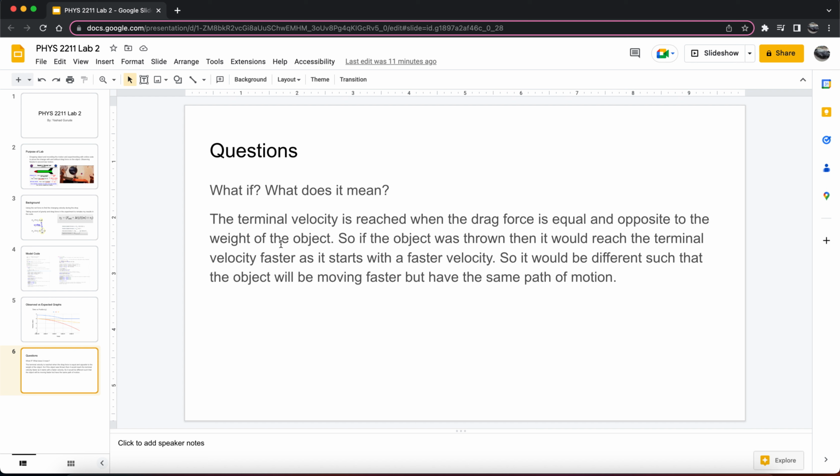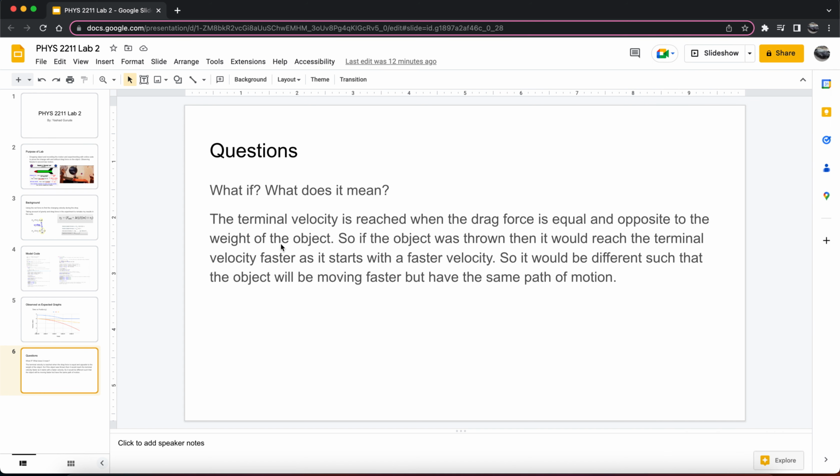So what are the questions? The terminal velocity is reached when the drag force is equal and opposite to the weight of the object. So if the object was thrown, then it would reach the terminal velocity faster because it starts with a faster velocity.